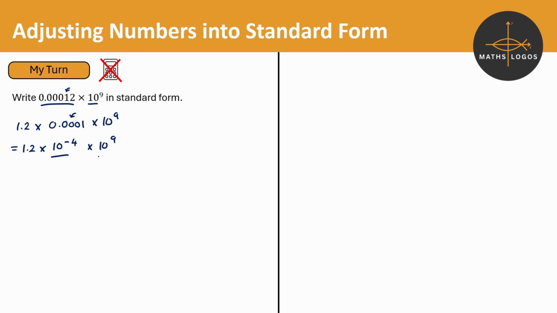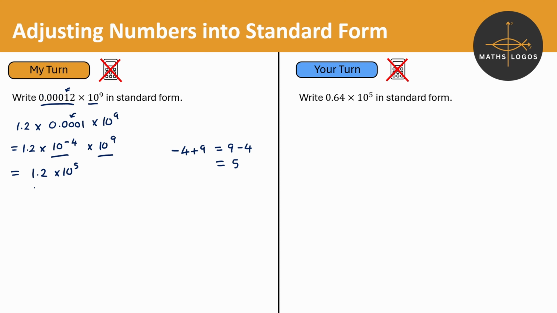Go ahead and collect your powers of 10 together, add your indices. Negative 4 add 9. Well, one way to think of this is writing it as 9 take away 4, which is of course 5. So my answer to this is 1.2 multiplied by 10 to the power of 5. Pause the video and give this one a go.